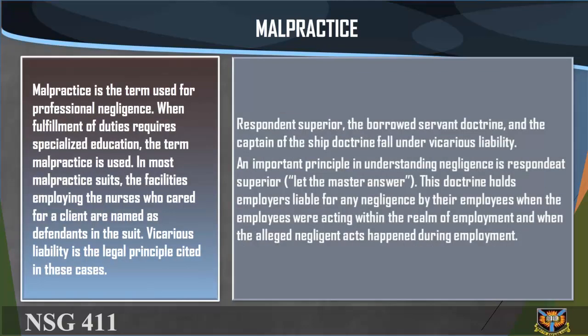Malpractice. Malpractice is the term used for professional negligence. When fulfillment of duties requires specialized education, the term malpractice is used. In most malpractice suits, the facilities employing the nurses who cared for a client are named as defendants in the suit. Vicarious liability is the legal principle cited in these cases. Respondeat superior, the borrowed servant doctrine, and the captain of the ship doctrine fall under vicarious liability.